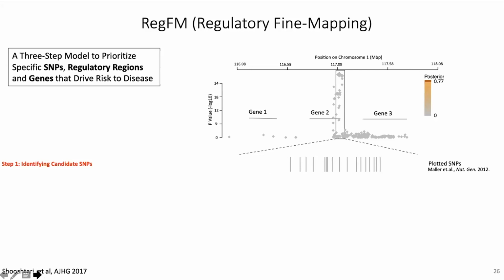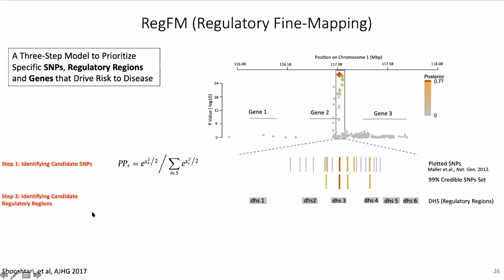And then we use the method of Maller et al., published in Nature Genetics in 2012, to measure the posterior probability of association for each of these SNPs. Then we identified a 99% credible SNP set, which is a set of SNPs that together explain 99% of the posterior probability of association, meaning that it's 99% likely that we observe the causal SNP in this set if it is genotyped or at least imputed.